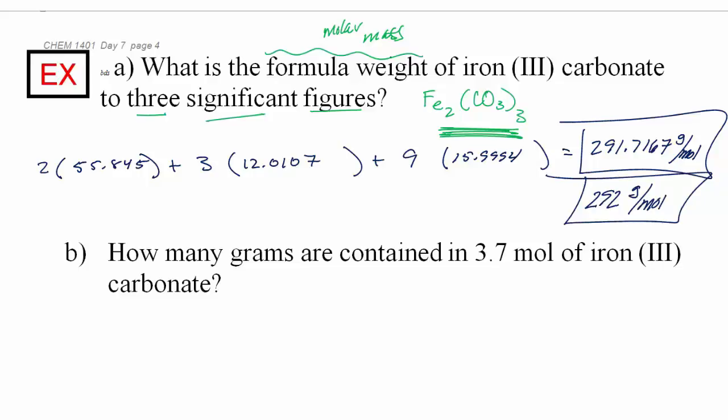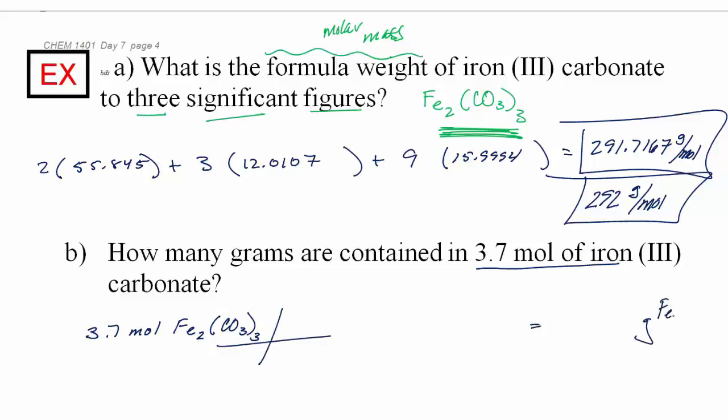How many grams are contained in 3.7 moles of iron(III) carbonate? So we're going to start with the measurement, 3.7 moles of iron(III) carbonate. And you want to end up in grams of iron(III) carbonate.